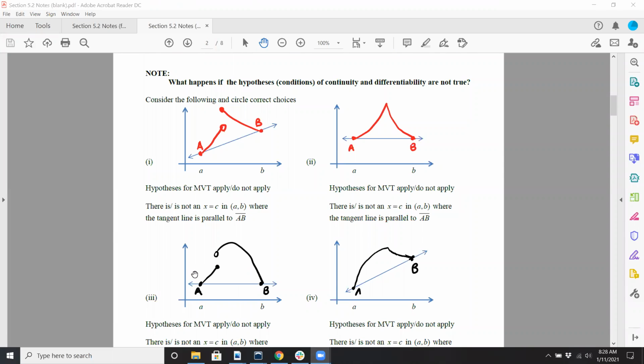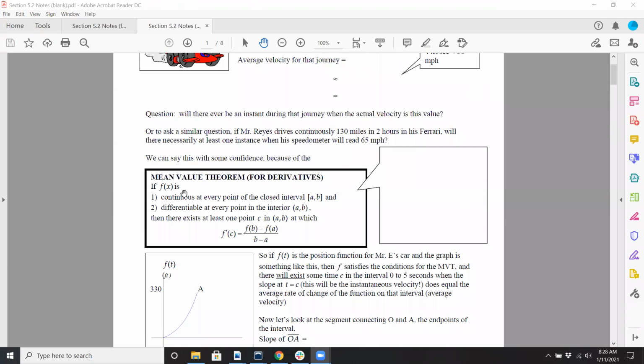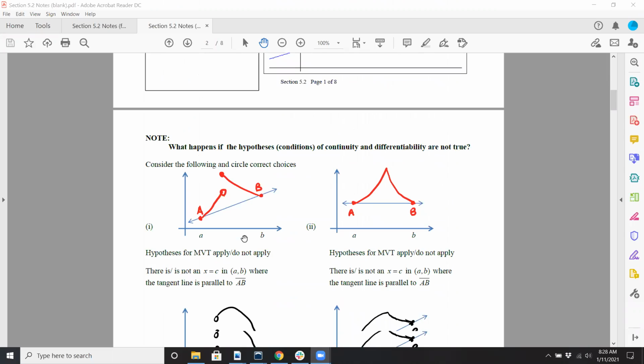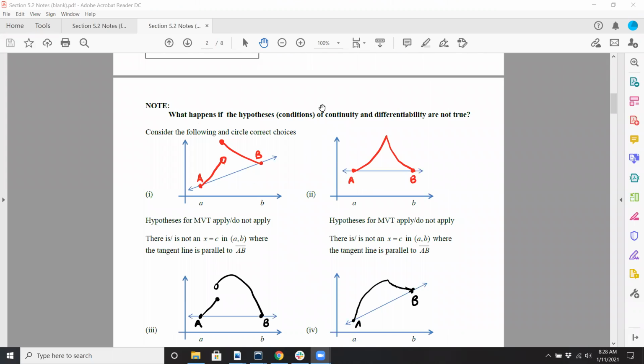Now, so the takeaway: if your hypothesis is not true, so what's our hypothesis again? That you have to be continuous on a closed interval and differentiable at every point in the interior from A to B. If it's not true, then we cannot draw any conclusion from MVT. So what happens if the hypotheses are not true? You can't say that f prime of C will equal f of B minus f of A over B minus A. So you can't draw that conclusion if you don't have the continuity and differentiability hypotheses satisfied.